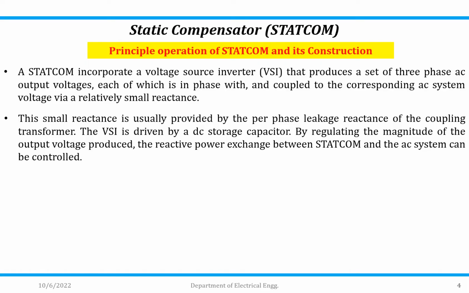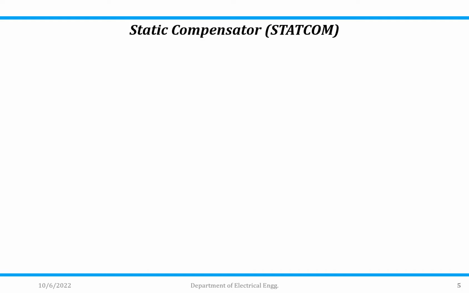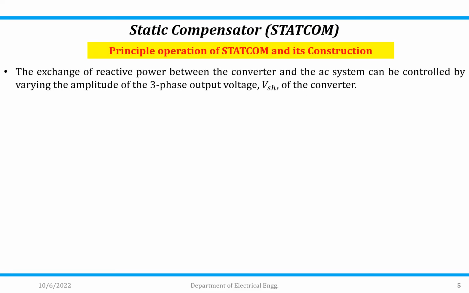By regulating the magnitude of the output voltage produced, the reactive power exchange between the STATCOM and the AC system can be controlled. In case of two AC sources which have the same frequency and are connected through a series reactance, the power flow will be, first, active or real power flow from the leading source to the lagging source, and second, reactive power flow from the higher to the lower voltage magnitude source. Now the exchange of reactive power between the converter and the AC system can be controlled by varying the amplitude of the three-phase output voltage Vsh of the converter.